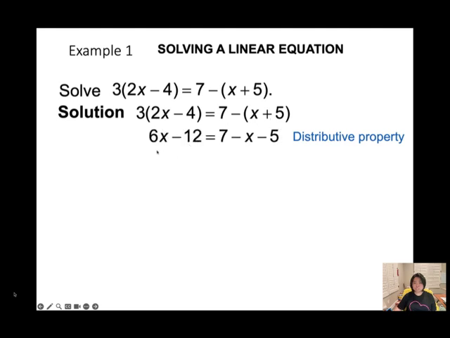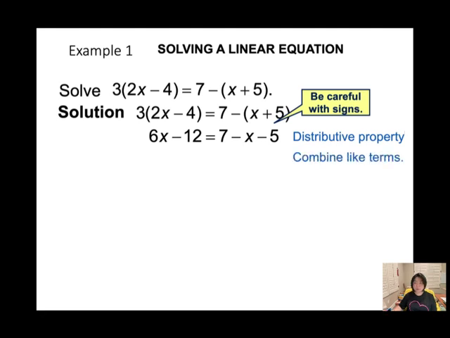So you're going to get 6x minus 12. And we're going to distribute the negative 1. So negative times positive becomes negative. Okay, be careful with the negative sign here. Now, we're going to combine the like terms. So on the right hand side, we have a 7 and 5. These are the like terms. So 7 minus 5, that will be equal to 2.